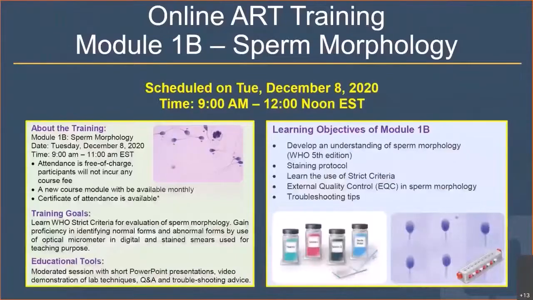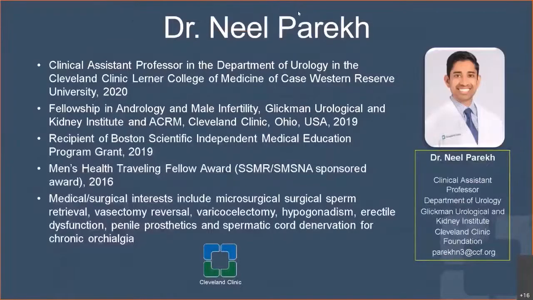So let's talk very briefly. The learning objectives of today's module are to develop an understanding of sperm morphology by WHO 5th edition, understand the staining protocol used in the laboratory, learn the use of strict criteria classification, understand the external quality control in sperm morphology, and learn about many troubleshooting tips that we are going to cover.